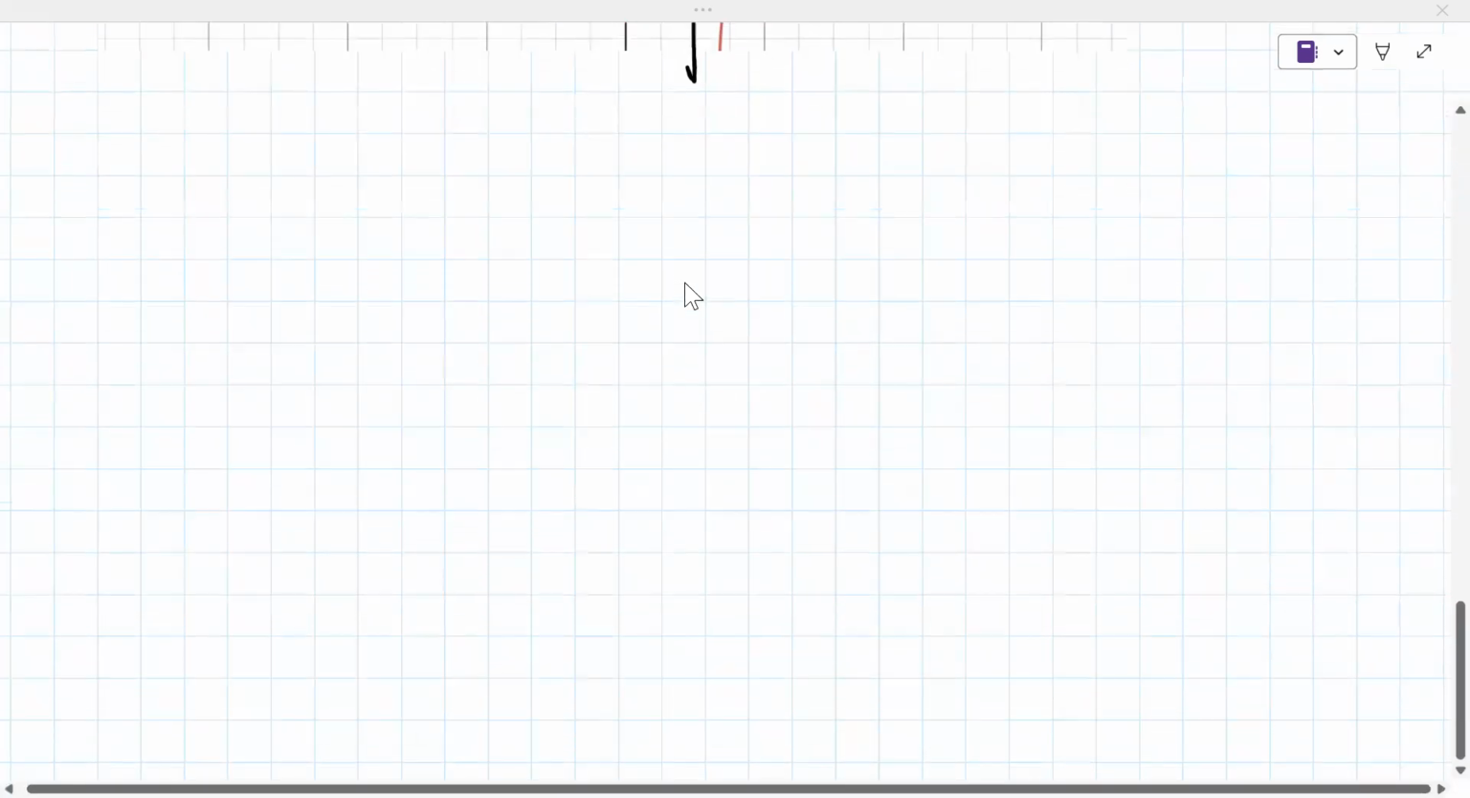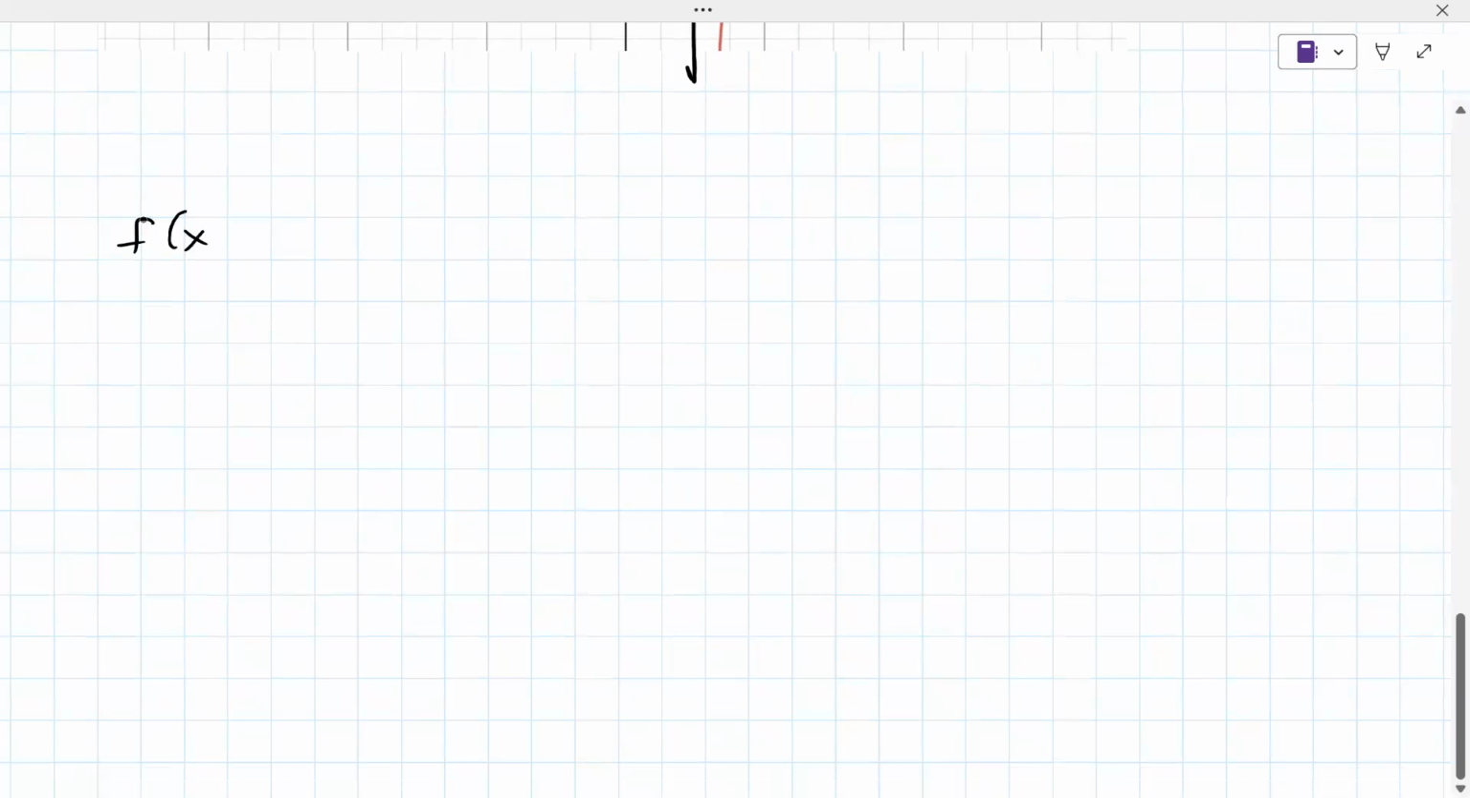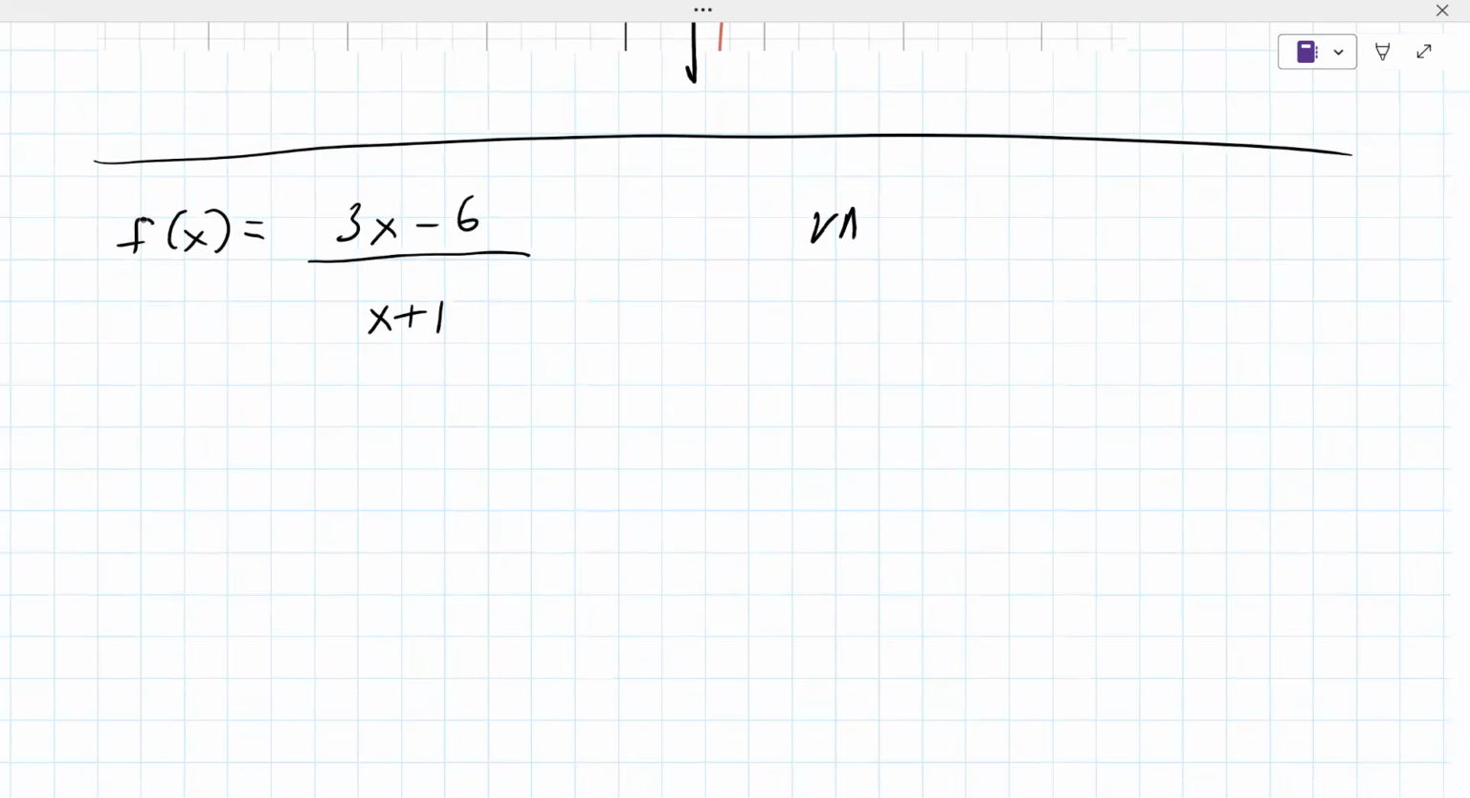So let's go back and look at some equations. Let's say I give you something like this: f of x equals (3x minus 6) over (x plus 1). Do you remember how to find the vertical asymptote? We set the bottom equal to 0. So I want you to write in your notes, set the bottom equal to 0.